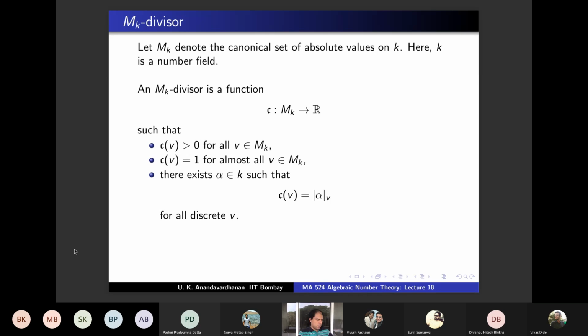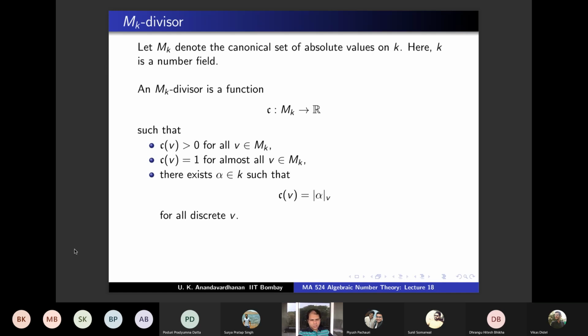So that's an example. And you can generate more examples. What you can do is, you took the element 1 and you just took its modulus with respect to all the V, and you got the constant function 1. So that's correct. Instead of 1, you can take any element of your field. If you take alpha in K, and take the function V going to mod alpha V, fix an alpha, that satisfies all these things, right?